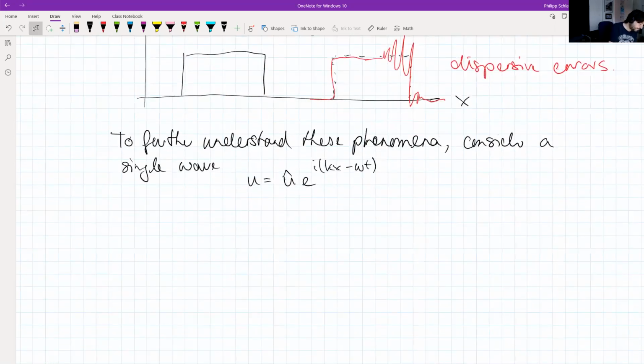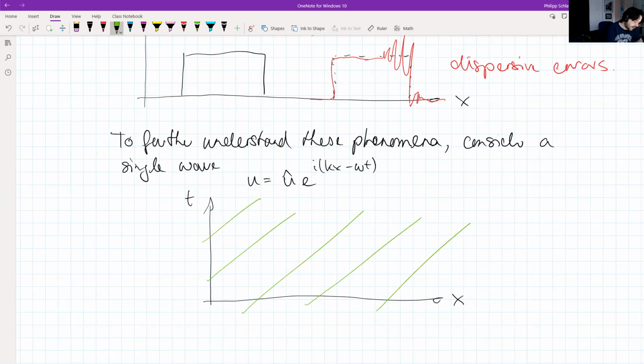And what it means, if I'm plotting this in a space-time diagram, just to give you the connection to a solution in physical space: if I have a wave like this, that would correspond to wave crests that are distributed like this. So these would be the wave crests. Of course, between the wave crests, you would then also have the corresponding valleys, or the minima between.